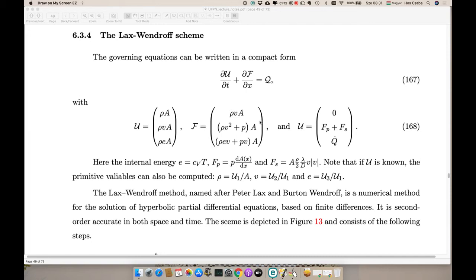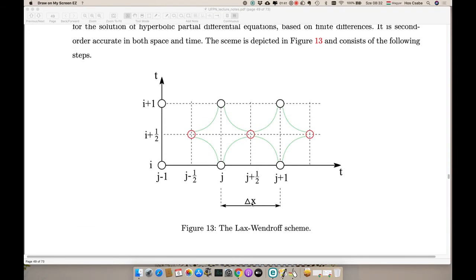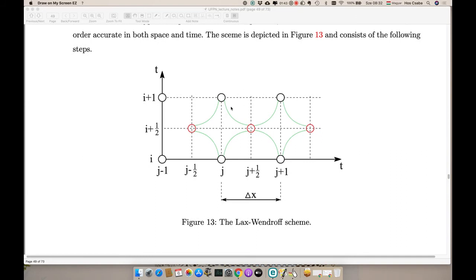Now we are not dealing with any kind of characteristic equations, and we are not reformulating our equations in terms of characteristics, but we are trying to solve these equations directly. This Lax-Wendroff method is named after Peter Lax, a Hungarian mathematician who is still alive. They came up with this really clever idea that we want to construct a second order scheme.